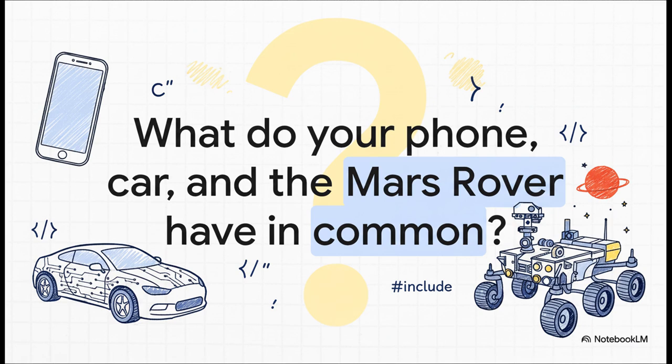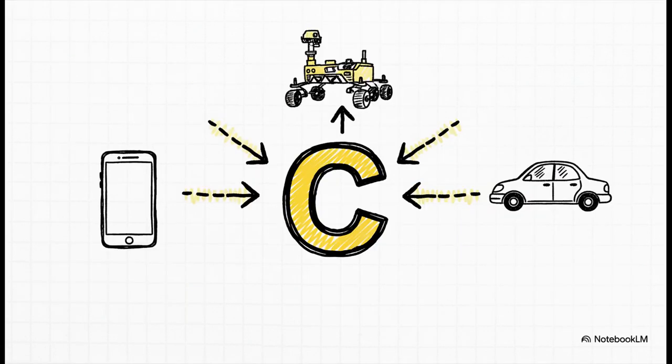So let me ask you something. What do your phone, your car, and get this, the Mars rover all have in common? I mean, they're wildly different, right? A phone in your pocket, a car on the road, and a robot on another planet? What's the link? Well, the answer is C. The operating system on your phone? C. The control systems in your car? C. The software that's literally navigating a rover millions of miles from here? You guessed it. It's all running on code written in C. It's like this invisible engine that powers our entire modern world.